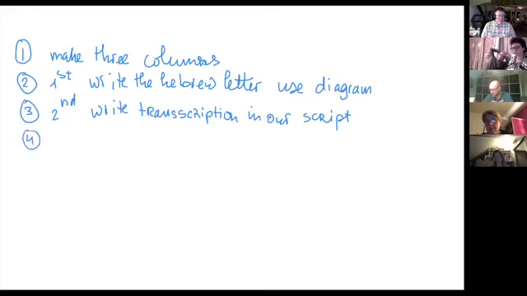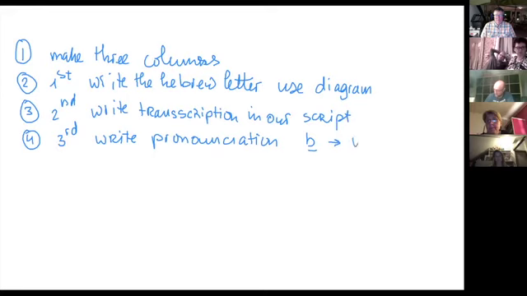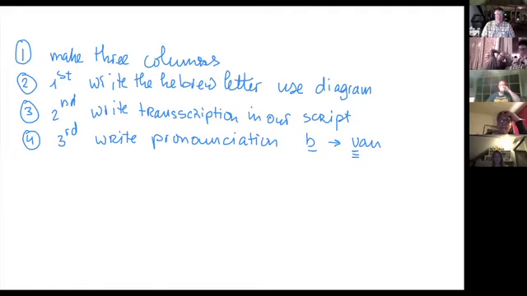And the last column is write the pronunciation. Like the B in van. The B with a line under it is spoken out like a V. So this is one of the exercises that help you to write down the letters.